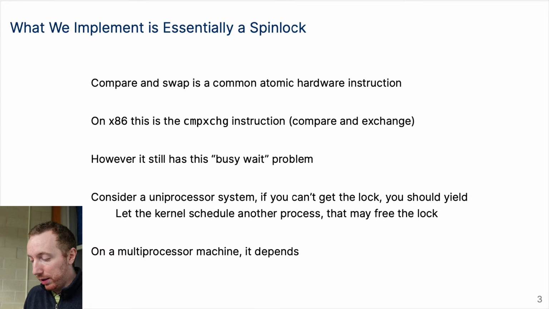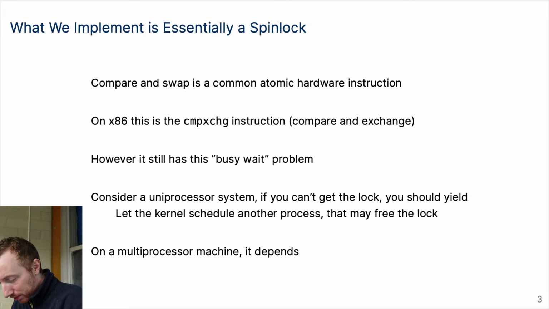So that was essentially spin lock, and compare and swap is actually a very common atomic hardware instruction. On x86, it's called cmpxchg, which is a sick shortening, right? All that says is it's called compare and exchange instead of compare and swap. Don't ask me why they cut so many letters, it saves them some typing, I guess. But that's a valid implementation of a lock, but it still has a busy wait problem, and it's not the greatest implementation.